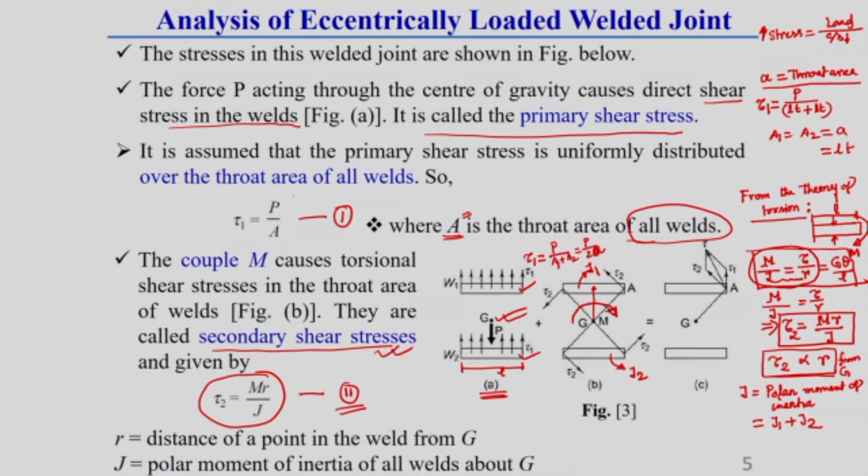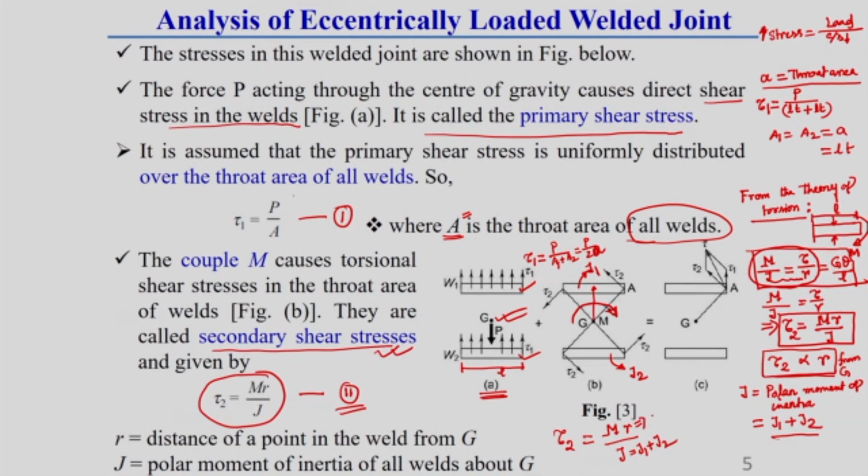So, now we will discuss in detail how to find the polar moment of inertia of the weld. Whatever tau 2 we got, that is, the secondary shear stress for this weld, is equal to the moment or couple developed due to shifting of the load from the eccentric position to G, into R, the distance at which location we are interested, divided by J. J is the polar moment of inertia of the weld. Here two welds are there, that is why J1 plus J2. Okay, you should keep this in mind. Now, what is this R?